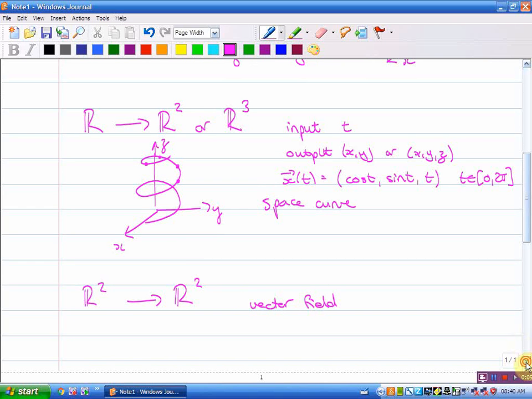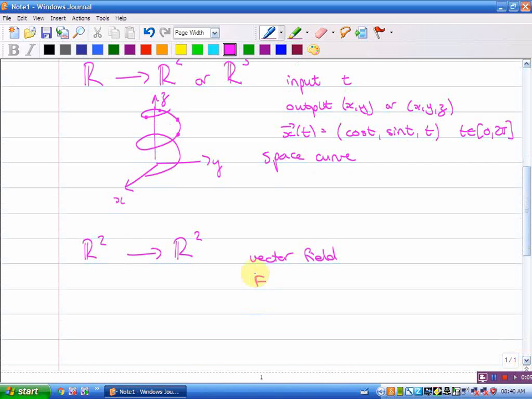And what does it look like? A typical formula would look something like f is equal to x squared plus y squared.